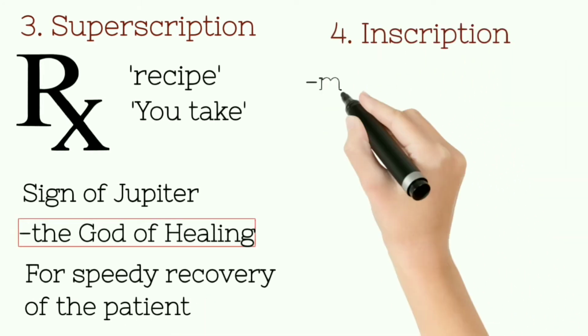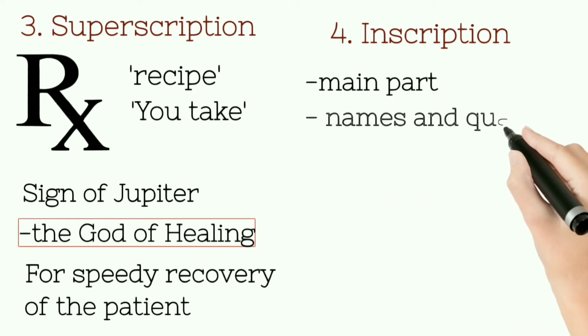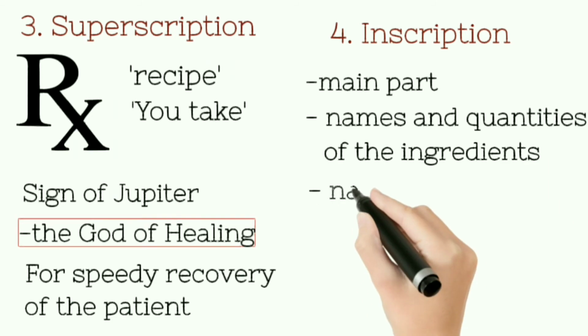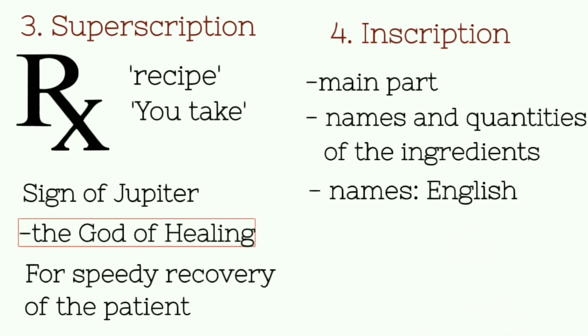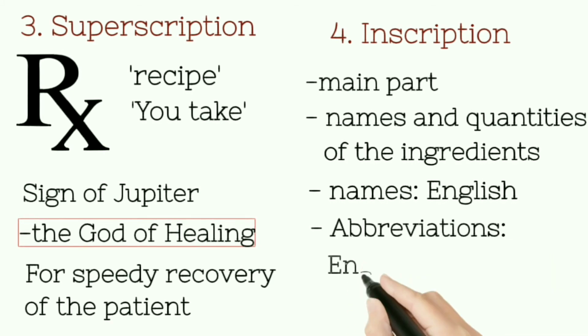Next is inscription. It is the main part of the prescription order, which contains the names and quantities of the prescribed ingredients. The names of ingredients are written in the English language, and some common abbreviations can be written in English and Latin languages.